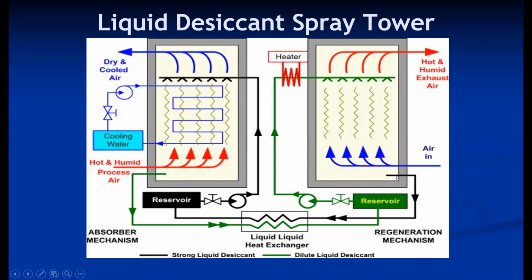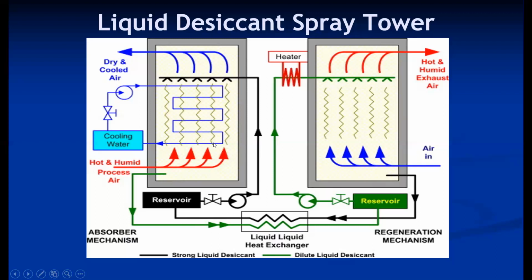So hot, strong liquid gives up some heat to this green line, and then again it is collected in the reservoir. So it is slightly cool, and then again it is pumped into the tower for absorbing the moisture. This completes the cycle. So this dry cooled air is used for any applications, maybe comfort application as well as process application.